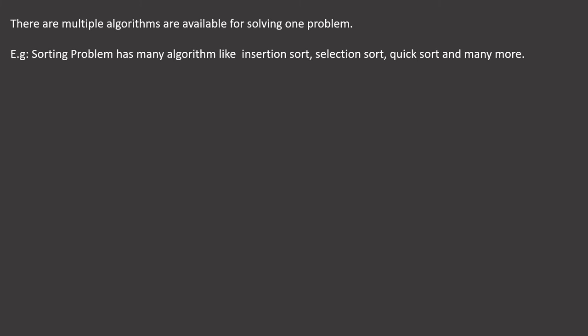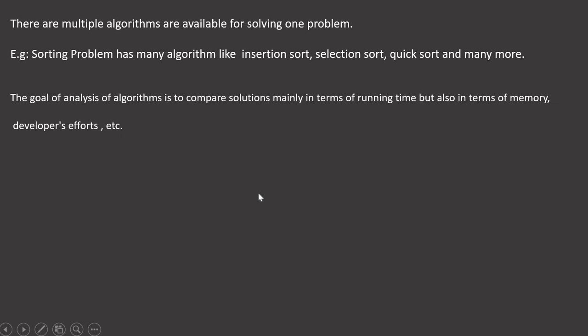Let's say we have a problem for numbers. Let's say we are given 10 numbers and we have to sort those numbers in ascending order, right? If you know a little bit about data structures, there are different sorting algorithms like insertion sort, selection sort, quick sort, and many more, right? So for solving a single problem, sorting numbers, there are different algorithms.